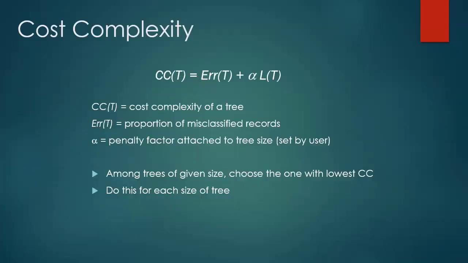So the metric that is used for this is called the cost complexity, which is essentially a function of the error, and also it gives a penalty on the length of the tree. Now, JMP will not follow the cost complexity criterion. It will look at a different metric, which I will introduce in a little bit.